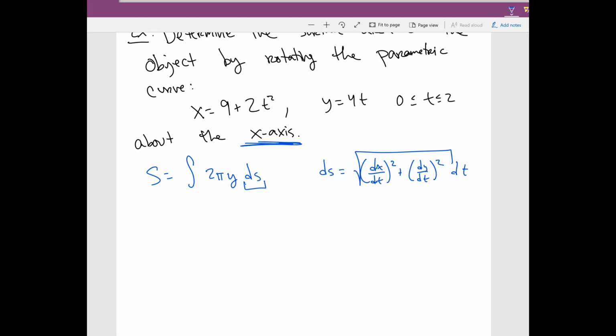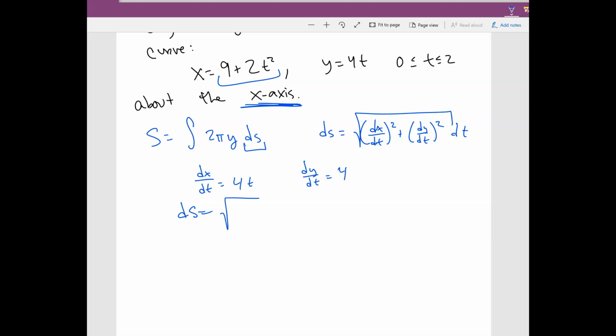Let's start off with the derivative and then plug it into ds. So dx over dt, that's just going to be this 4t, and then dy over dt is just going to be this 4. So now when you plug it into ds, you're just going to get the square root of (4t) squared plus 4 squared, which is going to give me the square root of 16t squared plus 16.